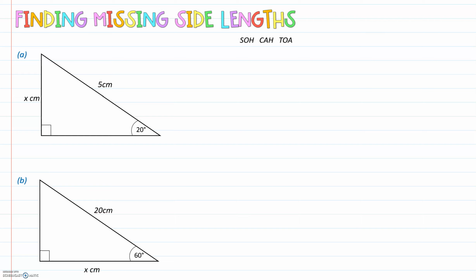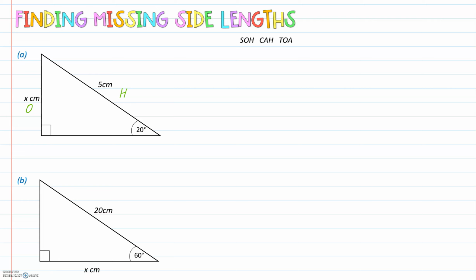So we're given two pieces of information. We're told that the angle is 20 degrees, and we're also told that one of the side lengths is 5 centimetres. So just like we did when writing trig ratios, because we are going to need to write a trig ratio, let's start by naming our sides. So we know that the 5 centimetres is directly opposite the right angle, so that is the hypotenuse. And we know that x centimetres is directly opposite the 20 degrees, which makes this the opposite side.